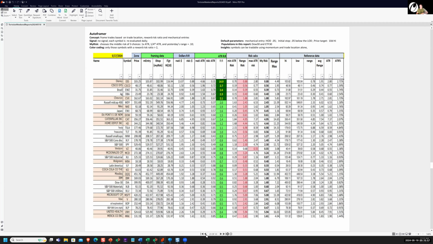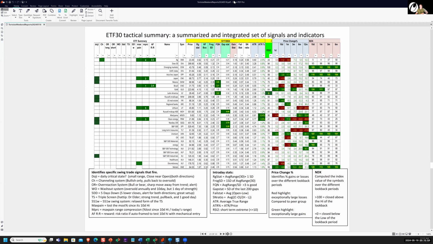Let's check the ETFs next. Yeah, had some. The globals have been really doing well. Emerging markets. Asia less Japan. Uranium's been on a run. Energy. And a big breakout, metals and mining.